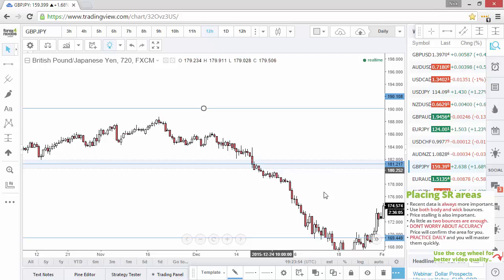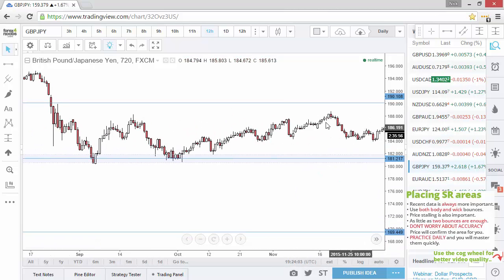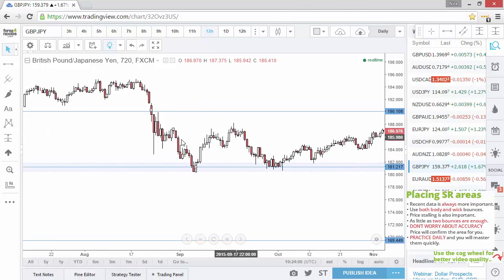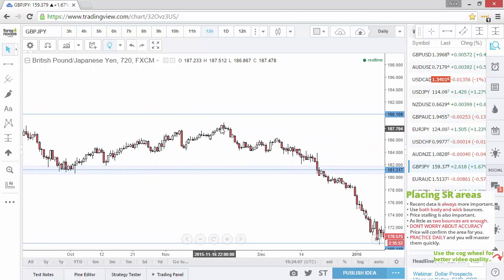Now, if I were to just put it up here because it's a psychological level, 1.9000, that would not be a smart move. That would be a bad move, because I'm placing my support resistance area based not on price action, not on where I'm seeing bounces from price. I'm placing it based on rounded numbers because those numbers look nice to me. Those rounded numbers do have some significance, but I'd rather place my support resistance areas where the bounces are actually happening, not where the nice rounded number is.